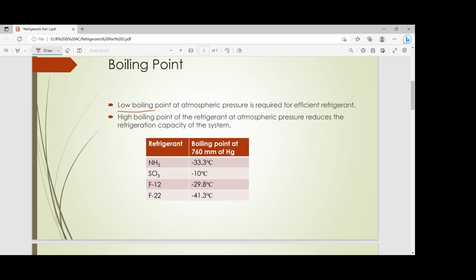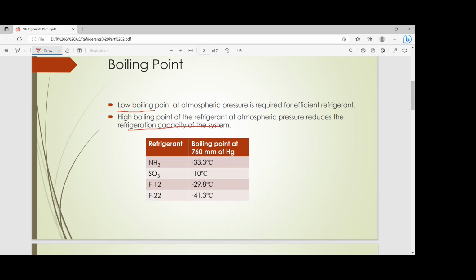Okay, so a high boiling point of the refrigerant at atmospheric pressure automatically reduces the refrigeration capacity of the system. So if the refrigeration capacity of the system has to be more, that means if the heat extracted from the refrigerated space or from the storage material has to be more, then it is better that the latent heat of vaporization is more. In such a scenario, we always prefer refrigerants with a lower boiling point.